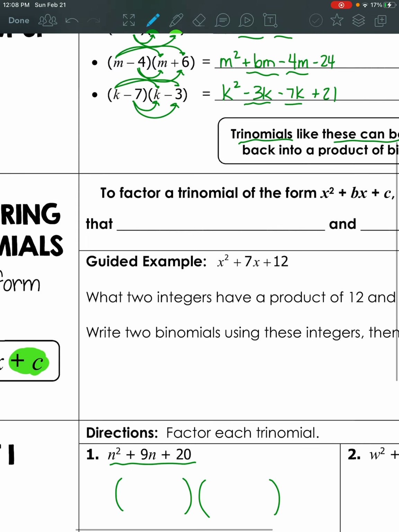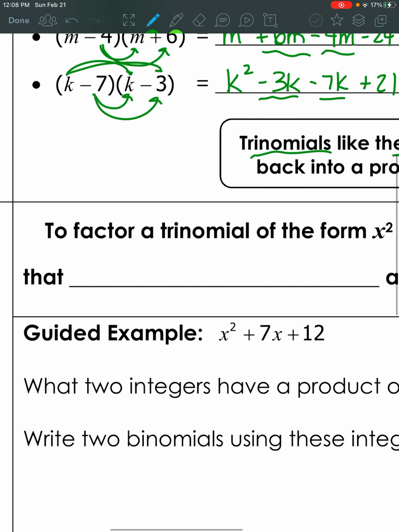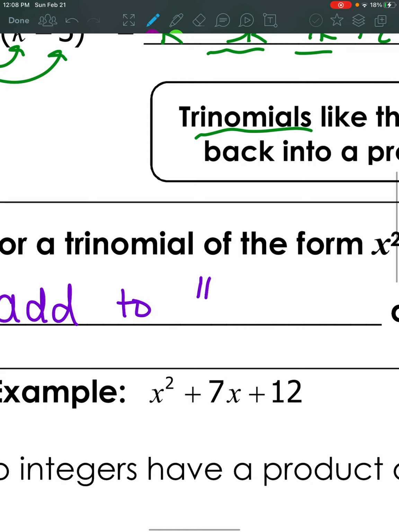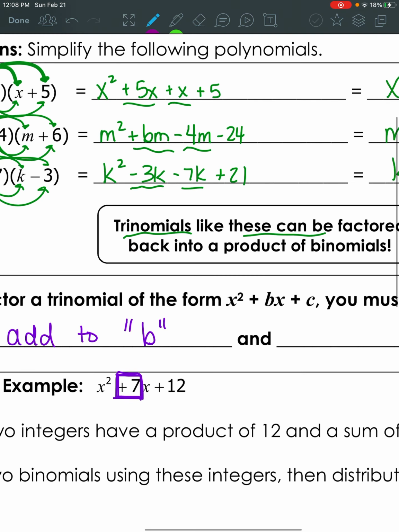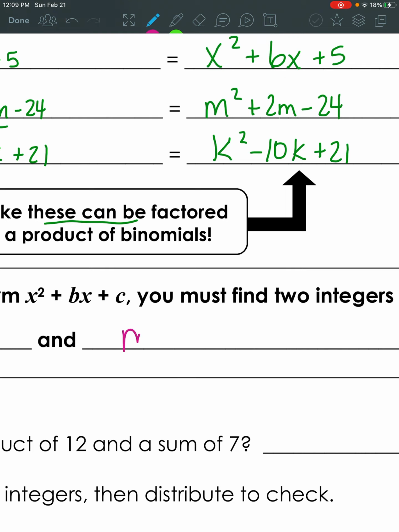All right, so what we have to do to factor a trinomial in this form, our goal is to find 2 integers, 2 numbers that will add to the b value being the number in front of the x. And notice I am also boxing in the plus sign. It's a positive 7. So we want to find 2 numbers that add to 7, and the 2 numbers we must multiply to the c value.